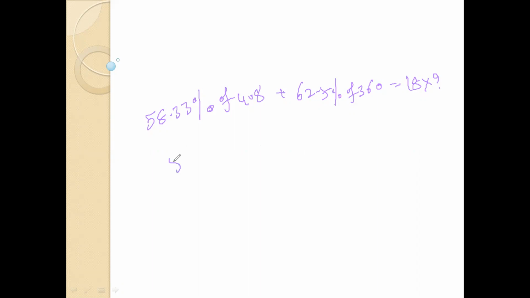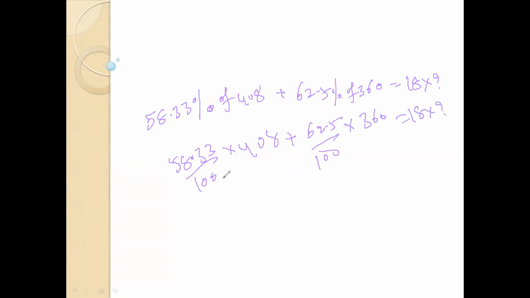58.33% means 7 by 12 into 408. 62.5% means 5 by 8 into 360 equals 18 into question mark. 12 into 1 is 12, 4 into 425.